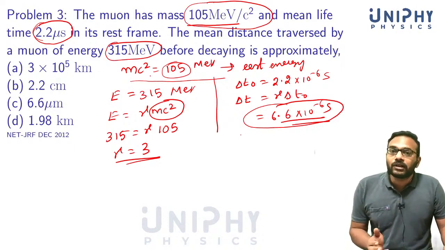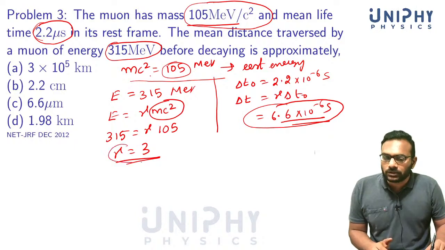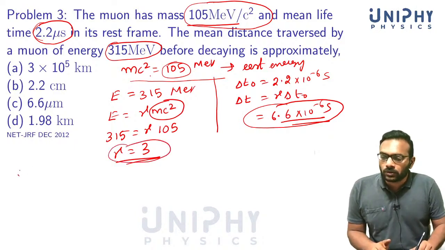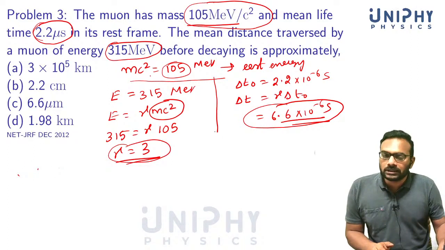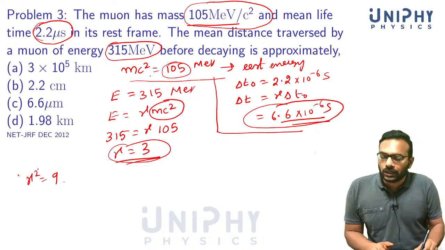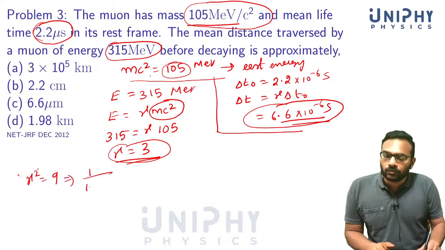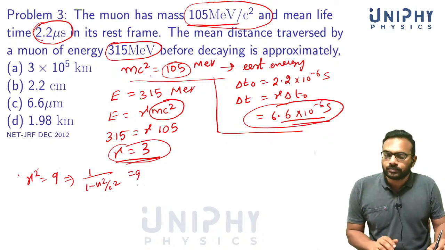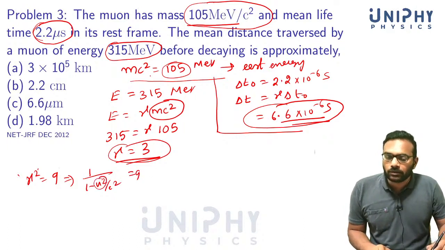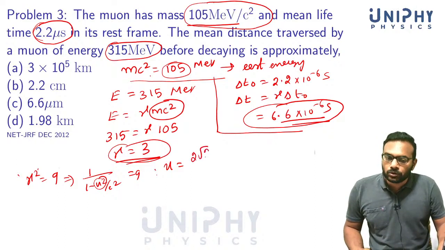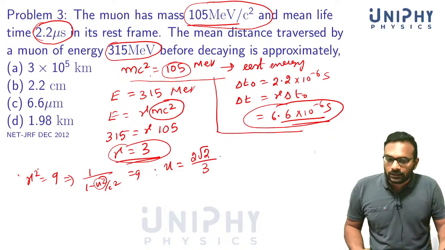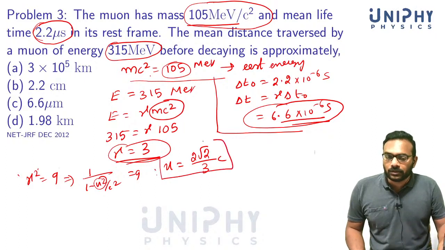Now we also need the velocity. In order to find the velocity, again you can solve this. We have gamma equal to 3. So gamma is 1 by the square root of 1 minus u square by c square. We just square on both sides. Gamma square is equal to 9, which means that 1 by 1 minus u square by c square is equal to 9. Now we can solve for u square, or you can solve for u. You just invert this and solve for u, and you get 2 root 2 divided by 3c.